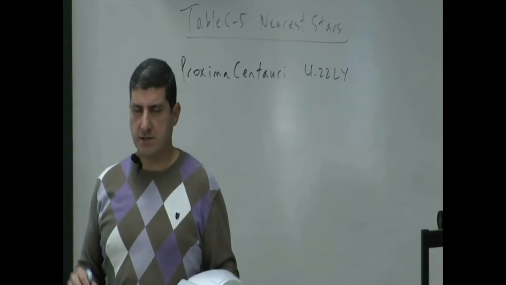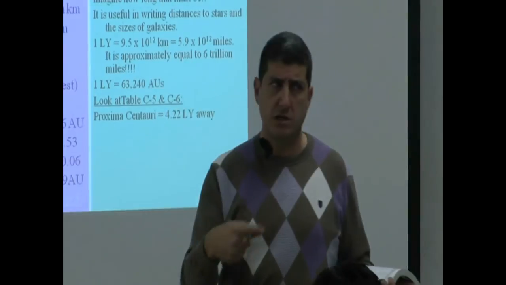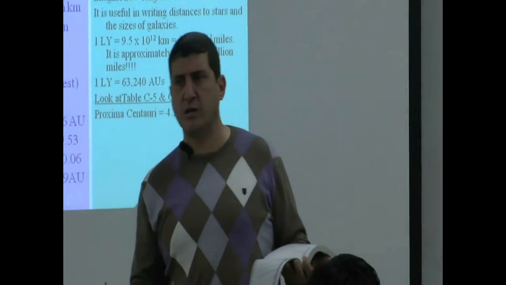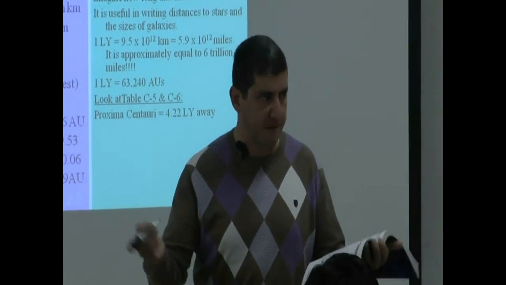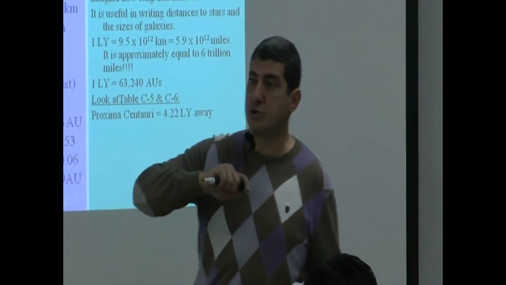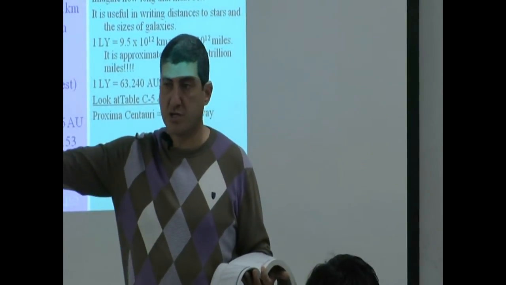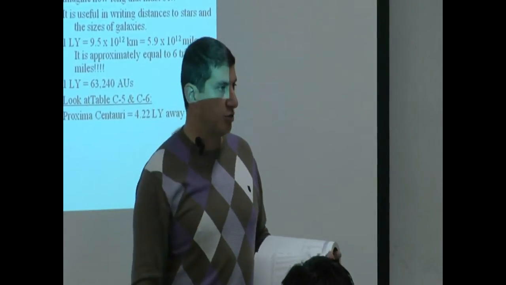Wow, imagine that. So imagine one light year was how many AUs? 63,000. Four light years is going to be how many AUs? 63,000 times four, 250,000. So you have to literally go 250,000 AU to get to the closest star beyond the sun, okay? Oh, that's a huge distance.